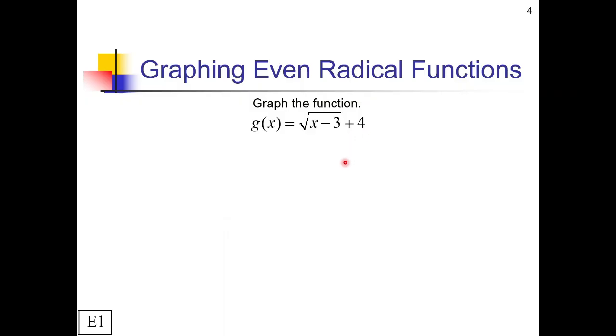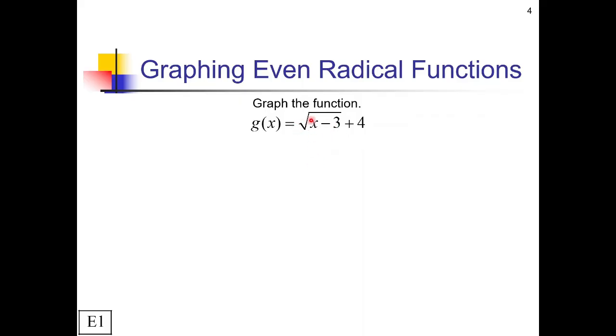Now, just as a little bit of review, stuff that happens inside the function, like this -3, is a horizontal change, and it's going to be opposite of what it looks like. Stuff that happens outside the function is a vertical change, and it does exactly what it looks like it's doing. When we're adding and subtracting, that's a translation. Multiplying by numbers and negatives gives us stretches and reflections.